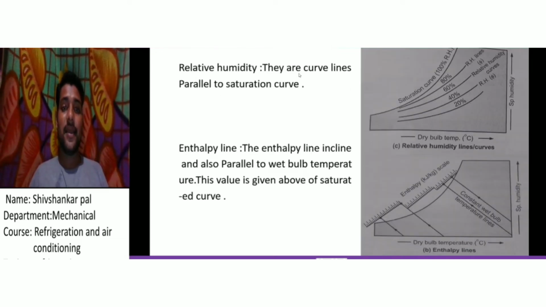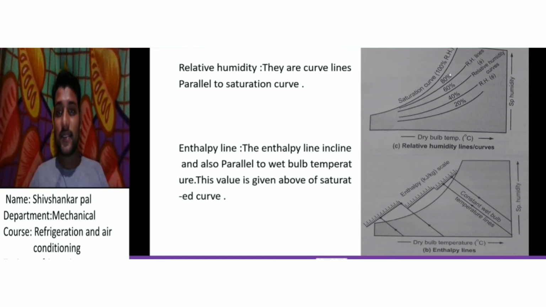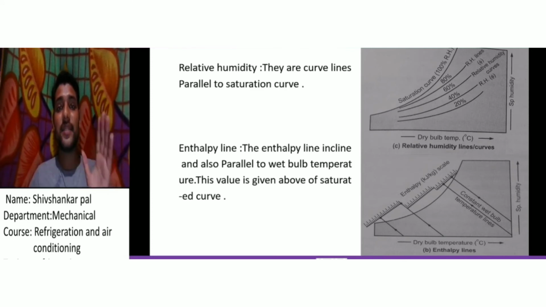Relative humidity lines are curved lines parallel to the saturation curve. I will discuss that line in the saturation curve. The lines drawn parallel to this saturation curve are known as the relative humidity lines. Relative humidity is always in the form of a percentage. You see 20, 40, 60, 80 and 100%. At the saturated temperature, our relative humidity is 100%.